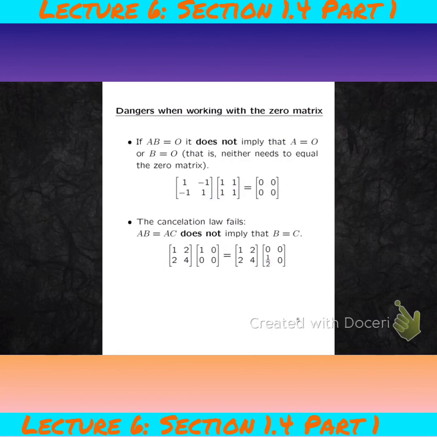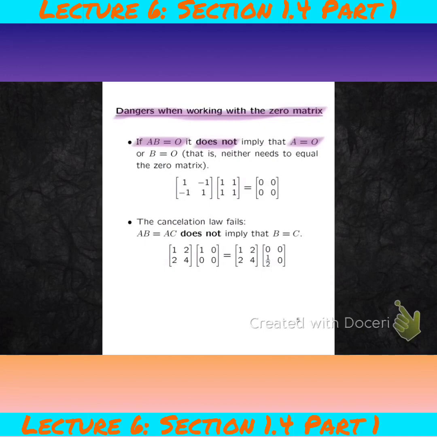Right, again, now dangers of working with the zero matrix. So this is a case where the product of two matrices A and B is the zero matrix. What's the zero matrix? The zero matrix is just a matrix where all the entries are the number 0. Now, if A times B is the zero matrix, it does not imply that A is equal to 0.